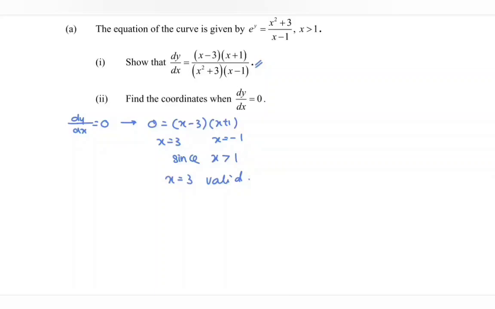Next is to find the value of y. So kindly substitute the 3 into this part. So we have e to the power y equals (3 squared, which is 9, plus 3) over (3 minus 1), which is 2. So in here, 9 plus 3, we have 12 over 2, so we have 6. So y will be equal to ln 6. So the coordinate will be (3, ln 6) when dy/dx is equal to 0.